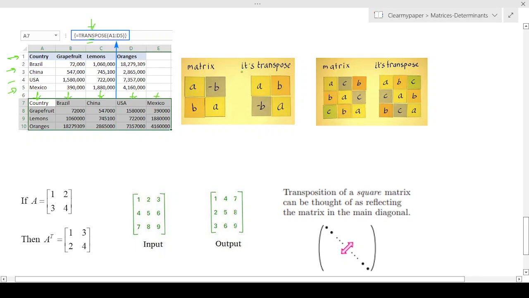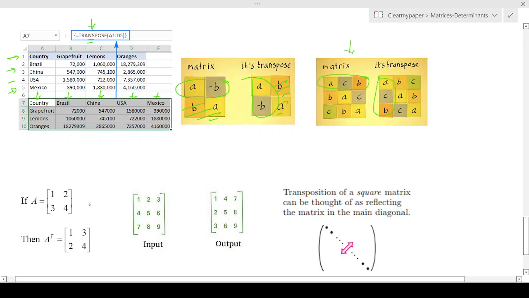And a more transparent definition: if this is a matrix and these are the elements, A minus B, A, this thing, then its transpose is this row becomes this column, and this row becomes this column. That's what it means. Similarly, for a 3 by 3 matrix, the same thing. The first row becomes the first column. That's what it means, right?